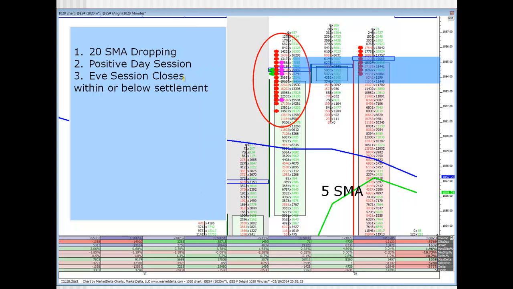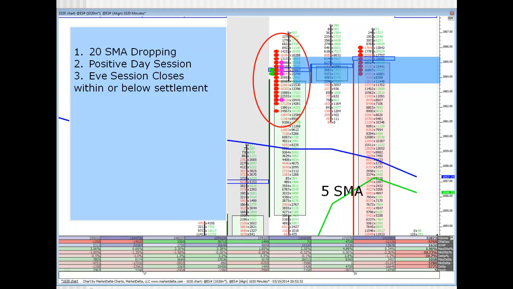The evening session closes within or below settlement. So take a look at where the evening session closed. It is within settlement, or below. If it closed below, that's even more bearish. But in this case, it closed within settlement. So all the conditions are being satisfied. We got a nice big positive day. We got another day which ended up closing within settlement. It's not below, so it's within.